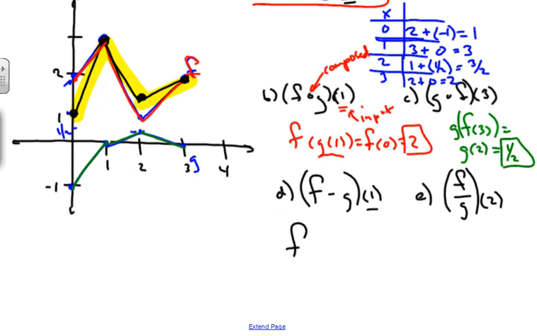Now once again, this is f of 1, you have to distribute that through, minus g of 1. It's now multiplied, all right, by 1. So we look at f of 1. All right, f of 1 is 3 minus g of 1, which is 0. And that equals 3. And we keep on going.